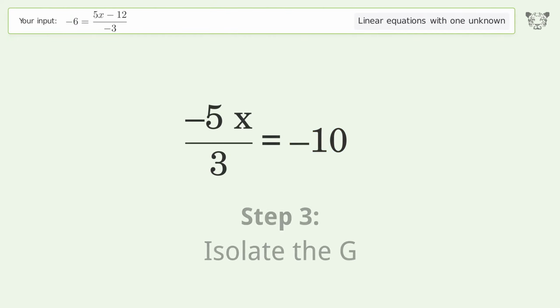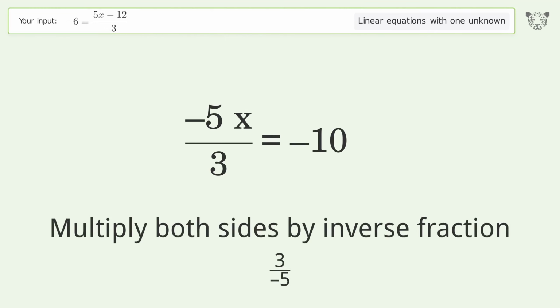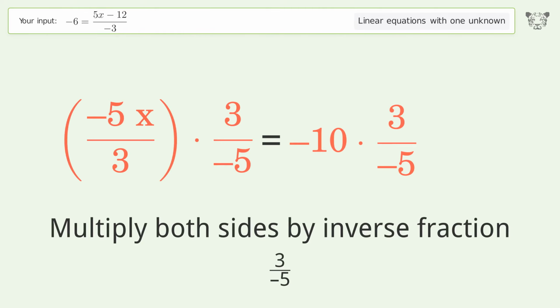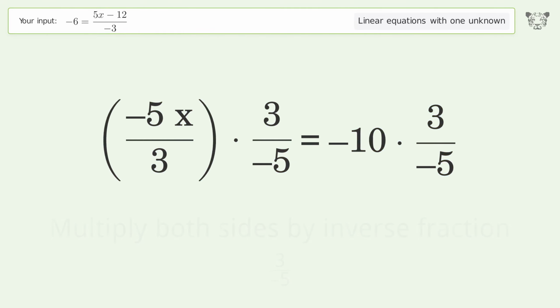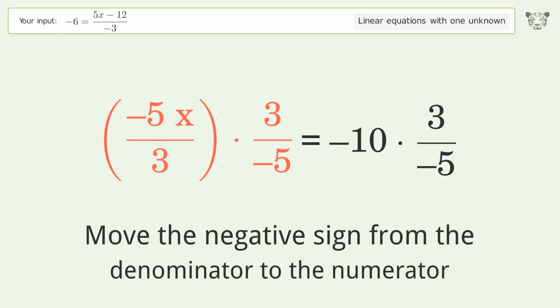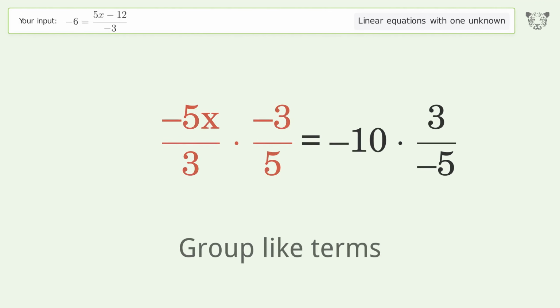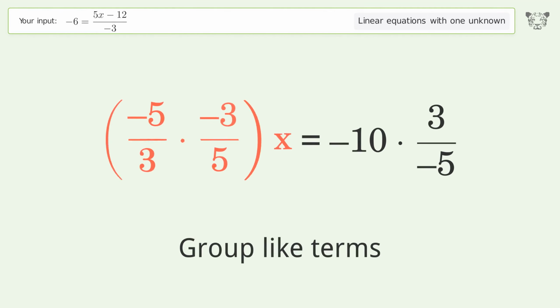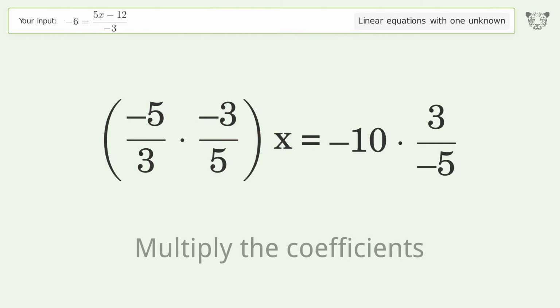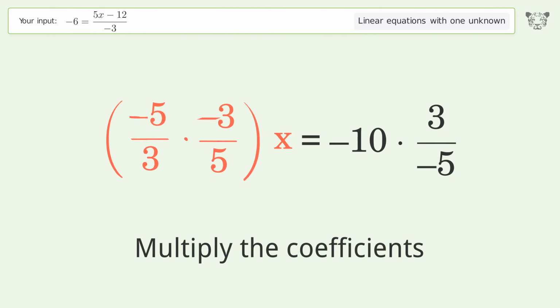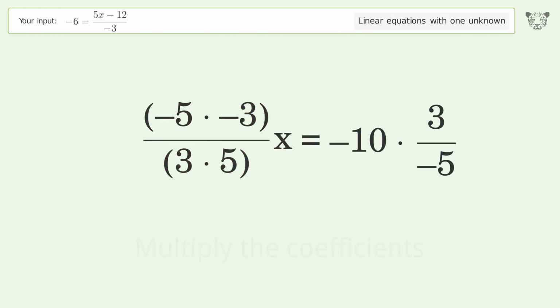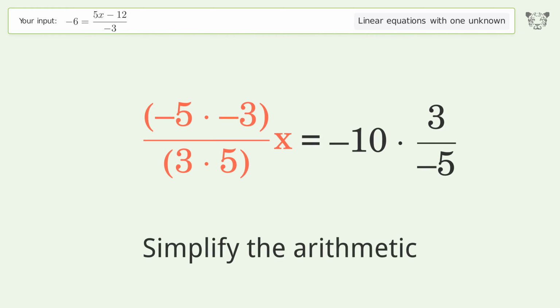Isolate the g. Multiply both sides by inverse fraction 3 over negative 5. Move the negative sign from the denominator to the numerator. Group like terms. Multiply the coefficients. Simplify the arithmetic.